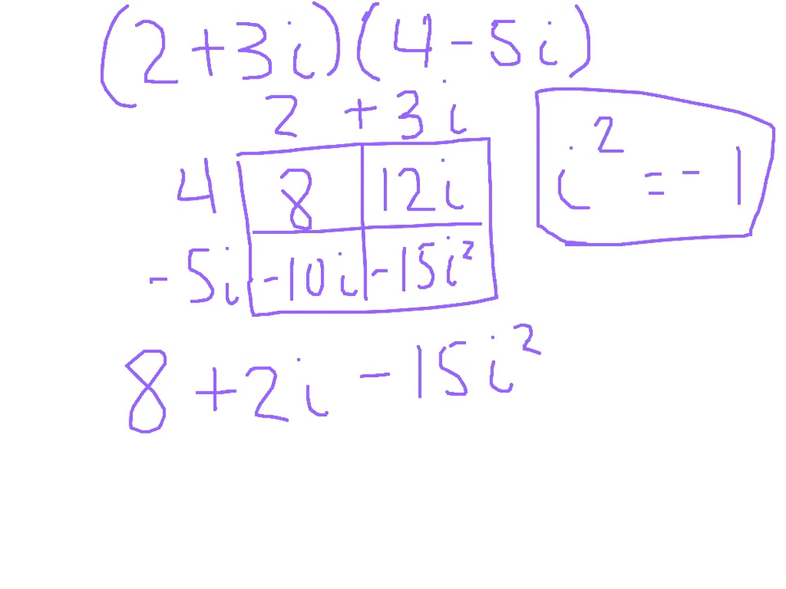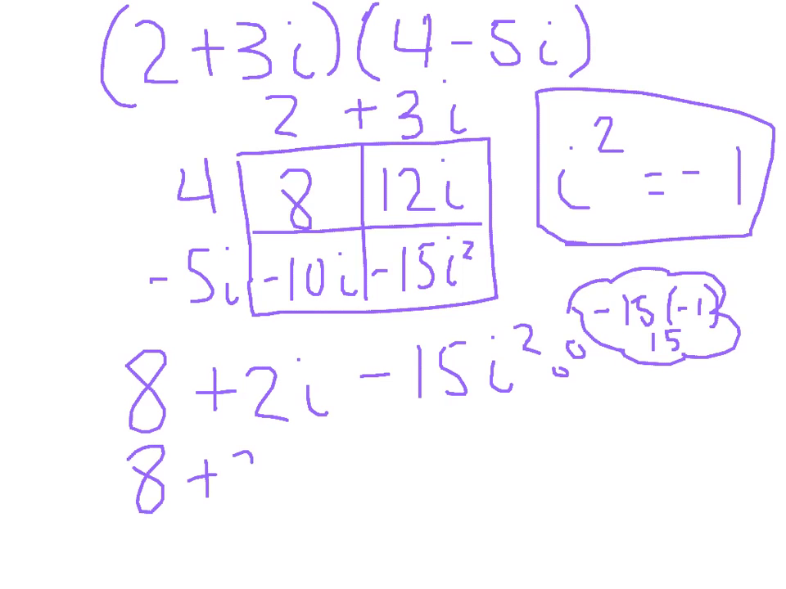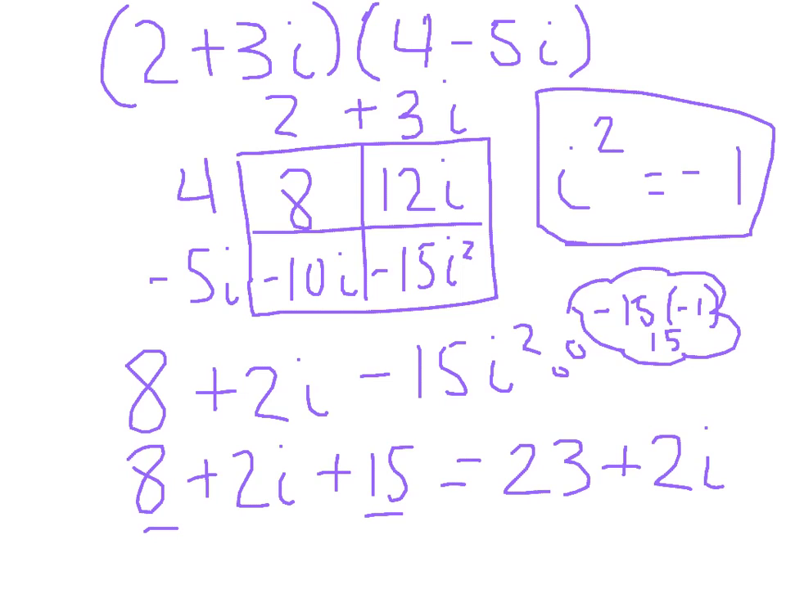So if I'm doing a little thought bubble over here, this is the same as negative 15 times negative 1, which is going to be positive 15. So I really have 8 plus 2i plus 15. And then I can add the real parts together, and I get 23. So that was 8 plus 15. And I keep the imaginary part, so I get 23 plus 2i.